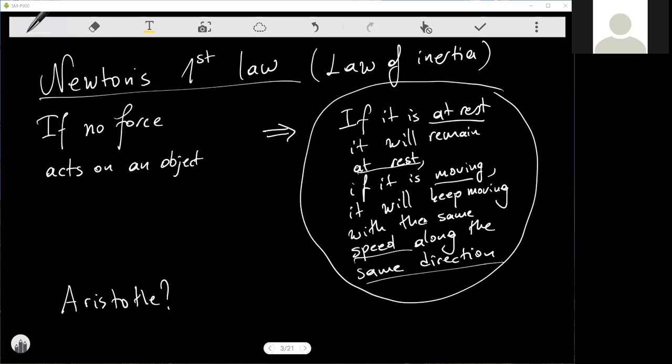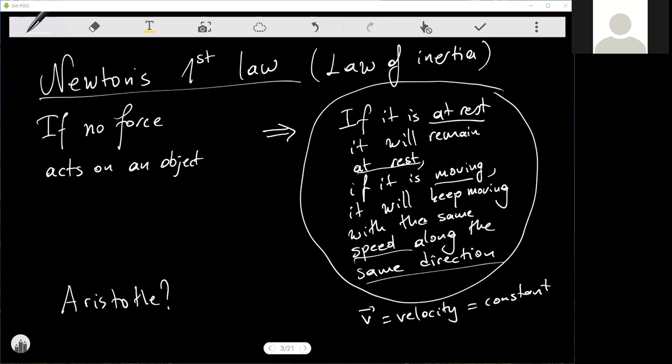But since then, we have defined new mathematical concepts and things like that. We just say that we don't talk about the speed anymore. We talk about the velocity. So as a result, instead of doing this, we just say that the velocity is constant, right? So if it is at rest, the velocity is zero.